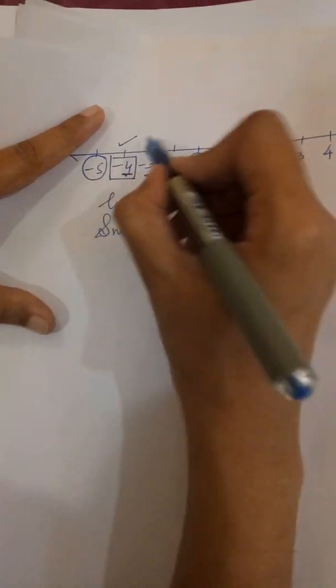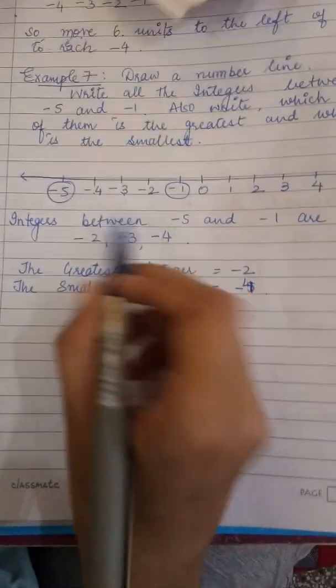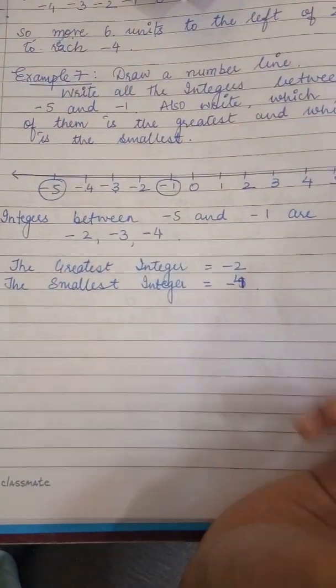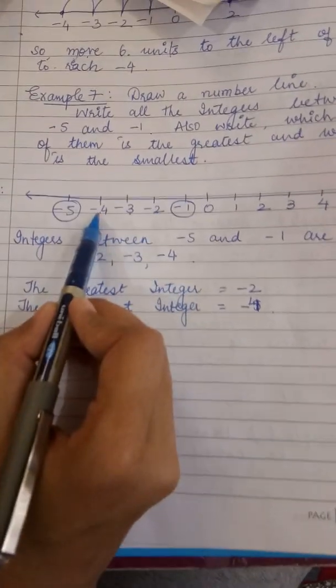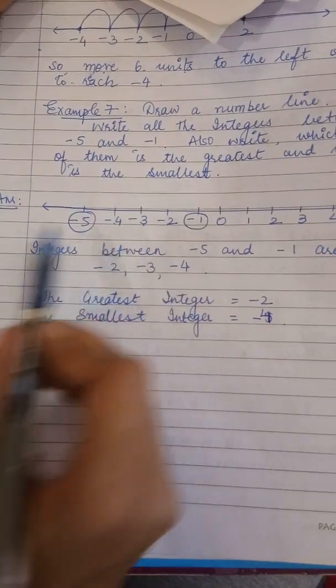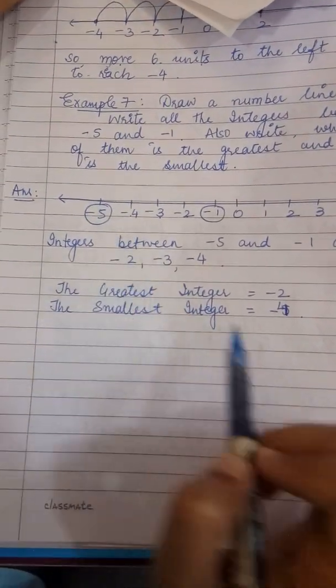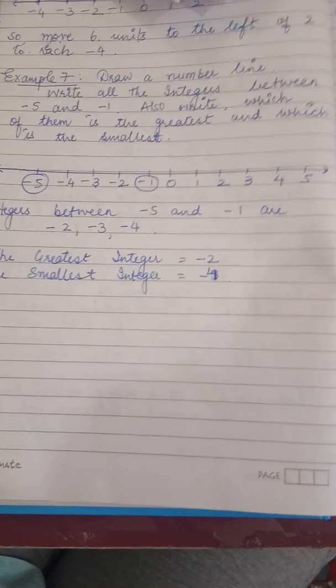We have to tell which one is the greatest and which one is the smallest among these three integers, the integers which are between minus 5 and minus 1. So the greatest is minus 2, and the smallest is minus 4, because as we are moving towards the left the value keeps on decreasing, so minus 4 is going to be the smallest. Okay, so this was your question number 7.